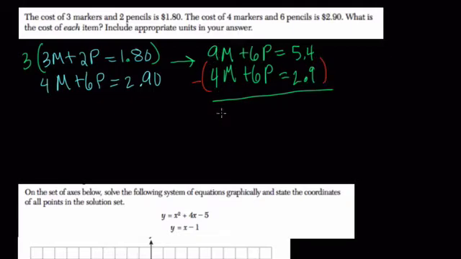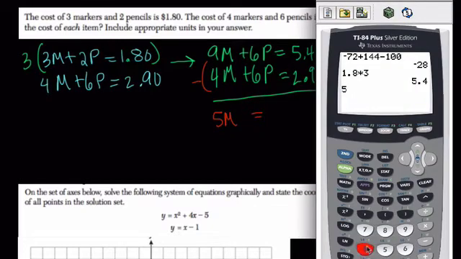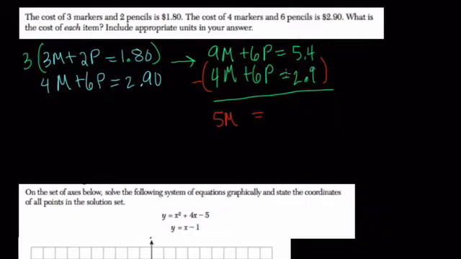9 minus 4 is 5m. 6 minus 6 is 0. And 5.4 minus 2.9 equals 2.5. So 5 markers is $2.50. Divide both sides by 5, and the markers are 50 cents each, or $0.5. So M equals $0.5. That's the marker cost.